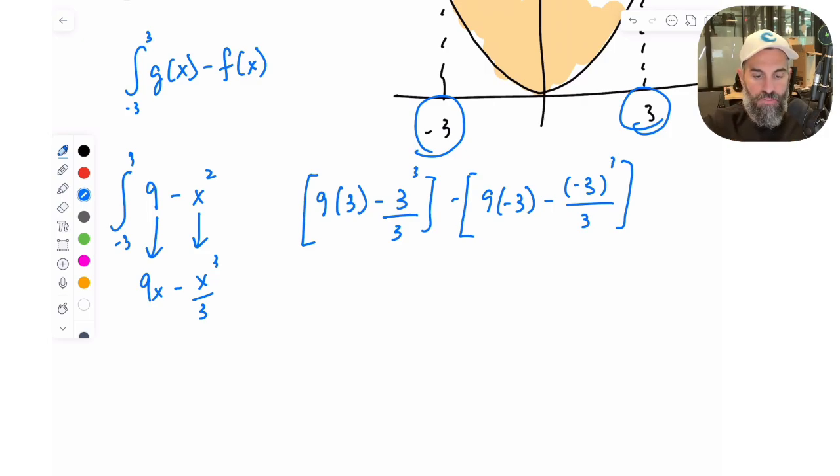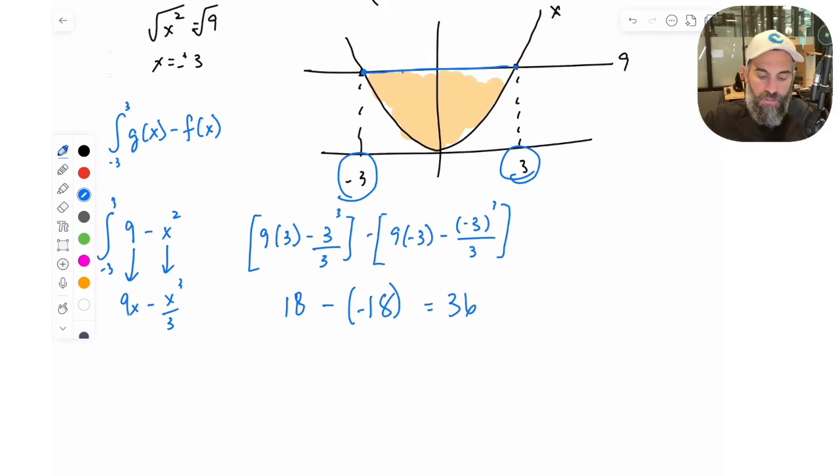Okay, so 9 times 3 is 27. 27 minus 3 cubed over 3 is 18. So this whole thing is 18. This part here is 9 times -3 minus -3 cubed over 3, 18. So -18. So 18 minus -18 is 36.